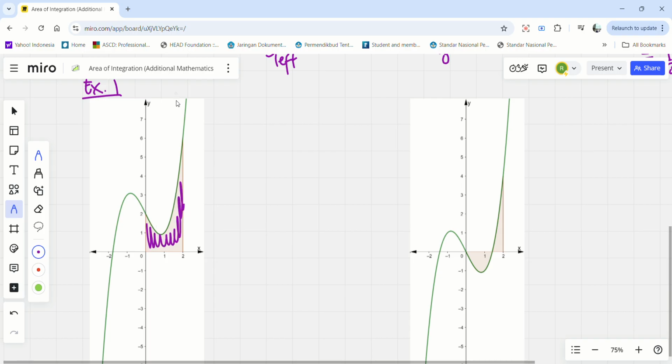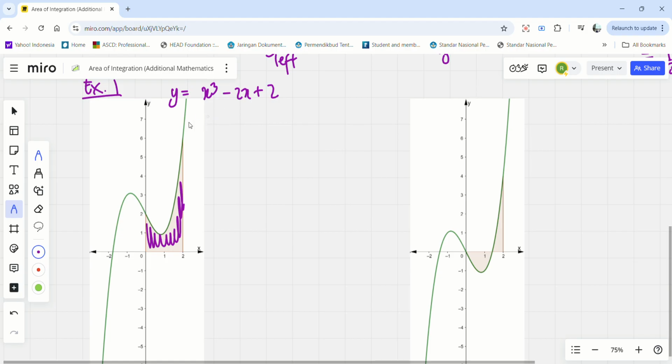The function that we're talking about is the same thing. So I will not be discussing how we do the definite integration, like how we calculate it. So let's just say that the function is y equals x cubed, and then minus 2x, and then plus 2, for example.